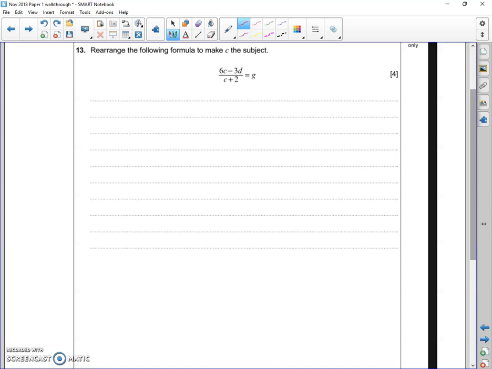So our first job is going to be to bring that denominator up and over, get rid of the fractions. So 6c minus 3d is equal to g times, and I'll put it in brackets because there's 2 terms, c plus 2. And then expand those brackets out. So 6c minus 3d is equal to gc plus 2g.